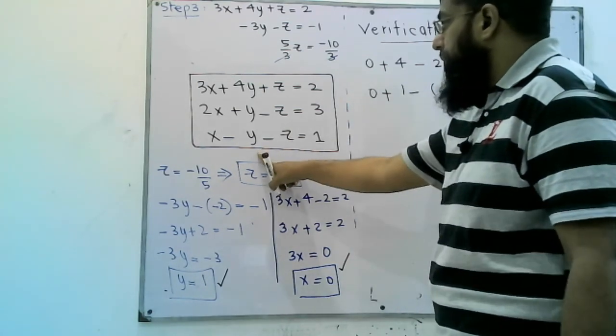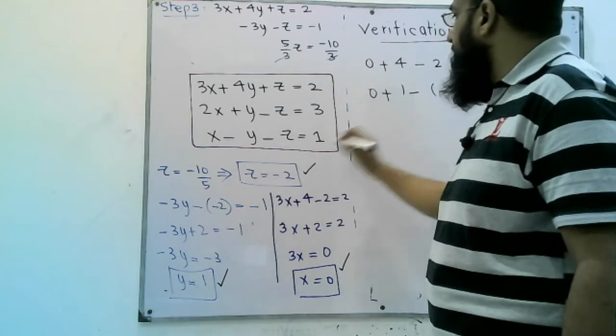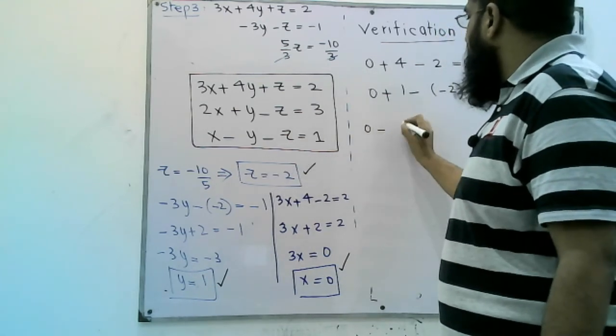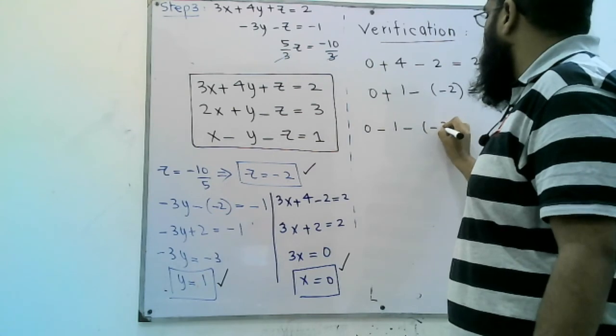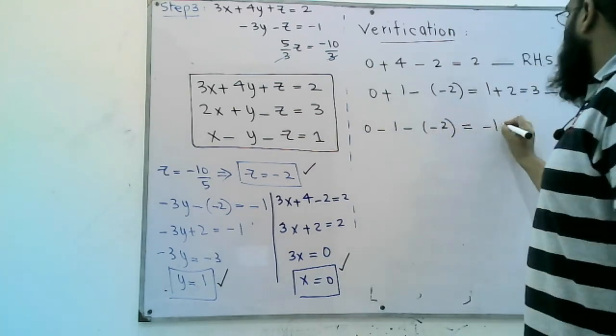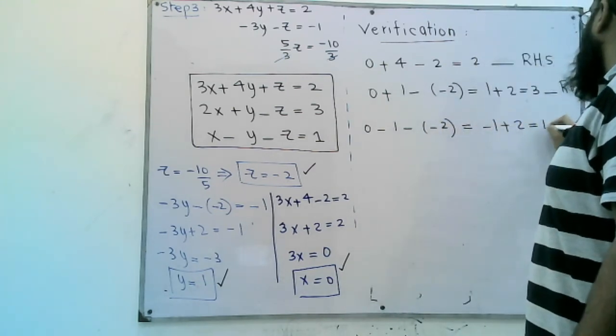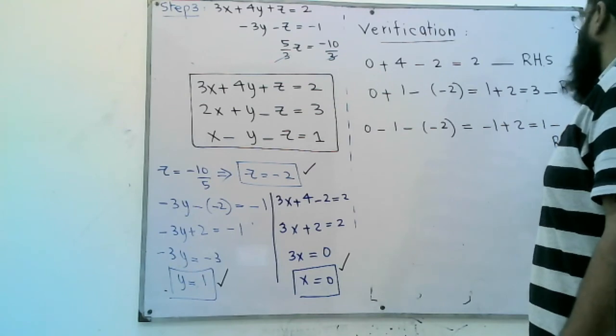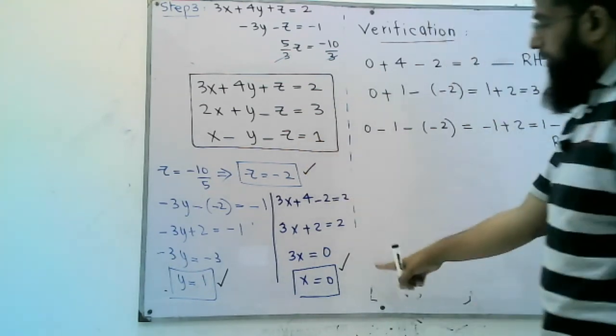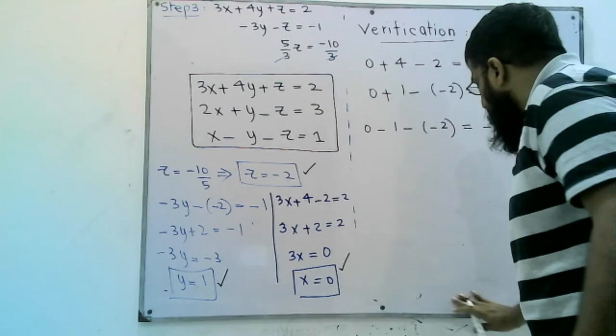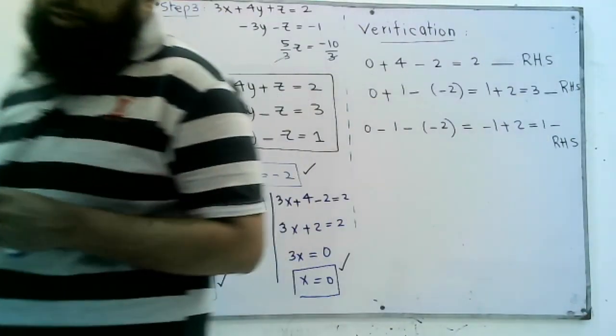And let's verify the third equation. 0 minus 1 minus 2 is minus 1 plus 2 is a 1, and that is equal to the right hand side of the third equation. So our solution has satisfied all three equations. This means it's a correct solution.